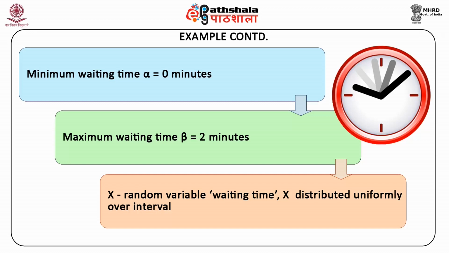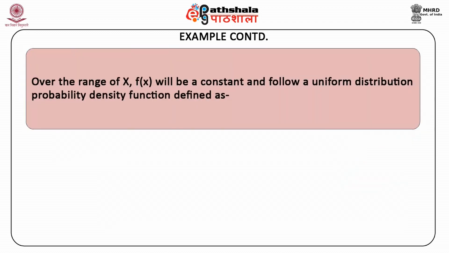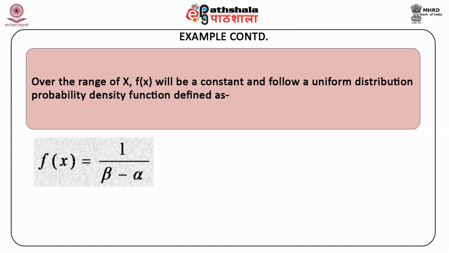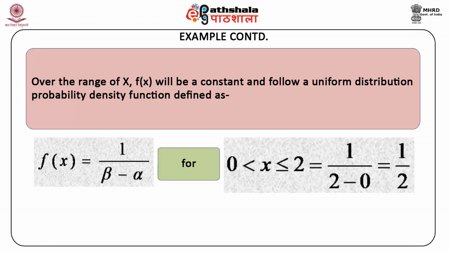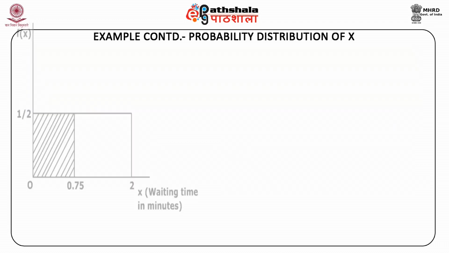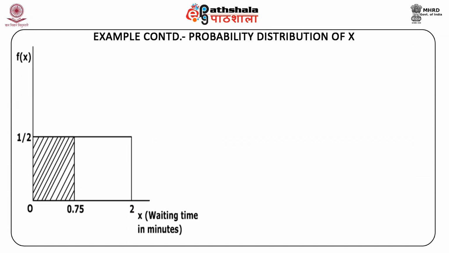Evidently, x may take any value within the interval (0, 2). Also, assuming randomness of arrival, we can expect x to be distributed uniformly over that interval. This means that over the range of x, f(x) will be a constant and follow a uniform distribution probability density function defined as f(x) = 1 upon (beta minus alpha) for 0 less than x less than or equal to 2, which is equal to 1 upon (2 minus 0), which is further equal to 1 upon 2. Diagrammatically, this distribution appears in the figure.